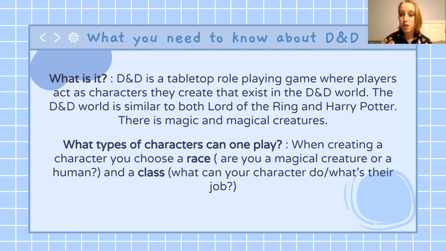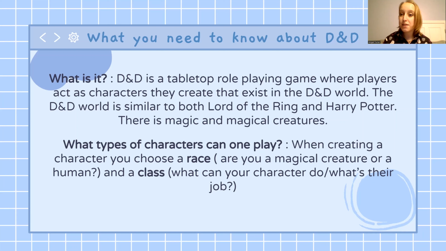So what types of characters can you play in D&D? When creating a character, the two main topics of your character and the main aspects of your character are their race and class. Race is basically, are you an elf? Are you a gnome? Are you a human? And your class is kind of what job you do in D&D. Examples would be bard, the entertainer of the group, or fighter, master of weaponry, those kind of things.